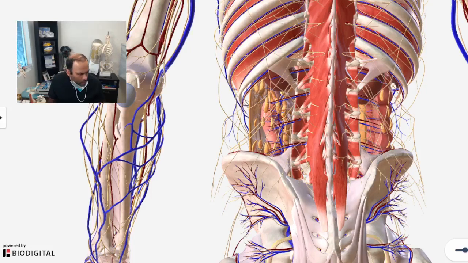So I hope that all made sense. Obviously, we went over a bunch of stuff there. And like I said, I was talking at a little bit of a higher level when it comes to the anatomy and different pain generators.